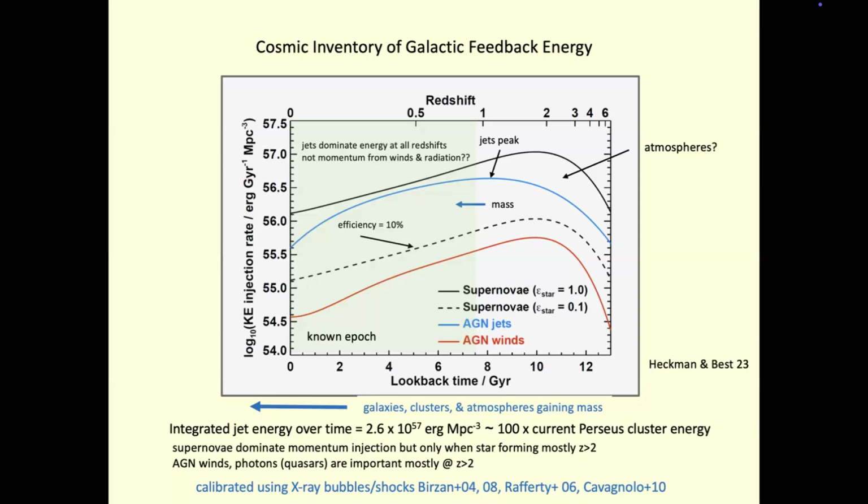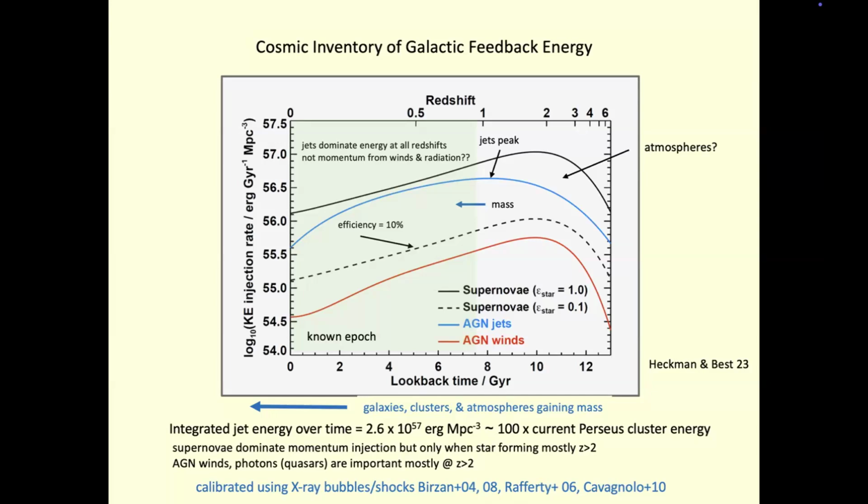And the surprising and very interesting result that they found is that the energy budget across all galaxies over time is dominated by jets. It's actually not dominated by quasars. That's not true of the momentum budget, but it is true of the energy budget. And so what I've done here is added some comment to their figure.